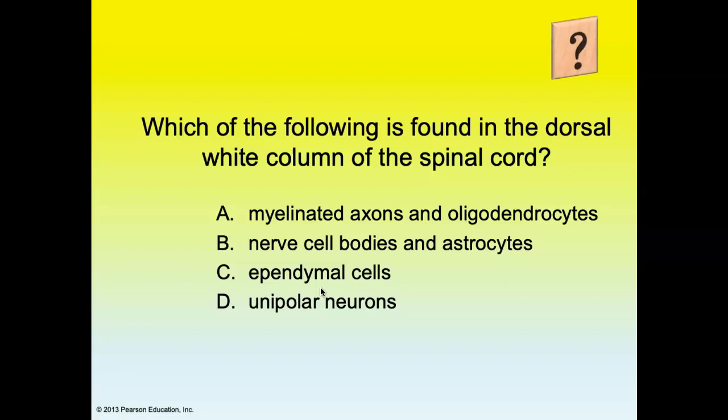Which of the following is found in the dorsal white column? Well, we haven't really talked about the dorsal white column, but think white column. What's going to be in the white column? Myelinated axons. Oligodendrocytes are the cells in the central nervous system that make the myelin sheath.